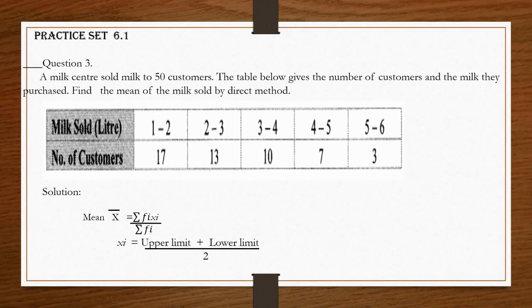Question 3. A milk center sold milk to 50 customers. The table below gives the number of customers and the milk they purchased. Find the mean of the milk sold by direct method. In this question also, the class and frequency are given. And then solution. The mean x bar equals sigma fi xi upon sigma fi, and xi equals upper limit plus lower limit divided by 2.